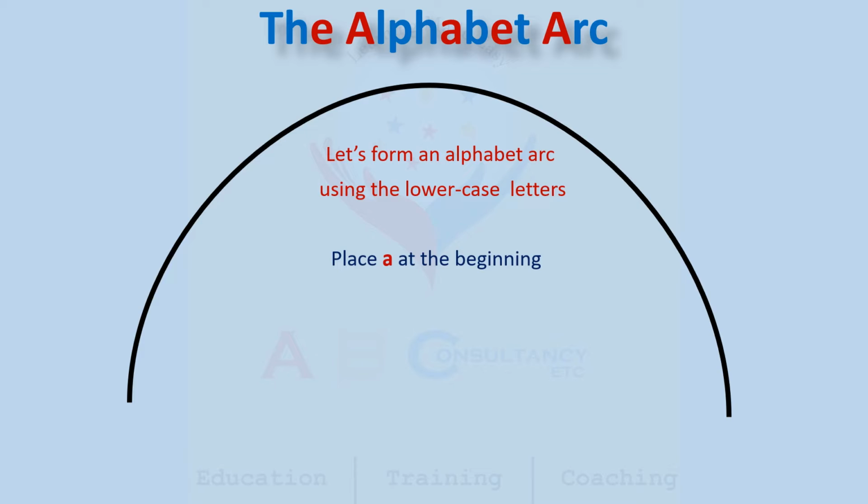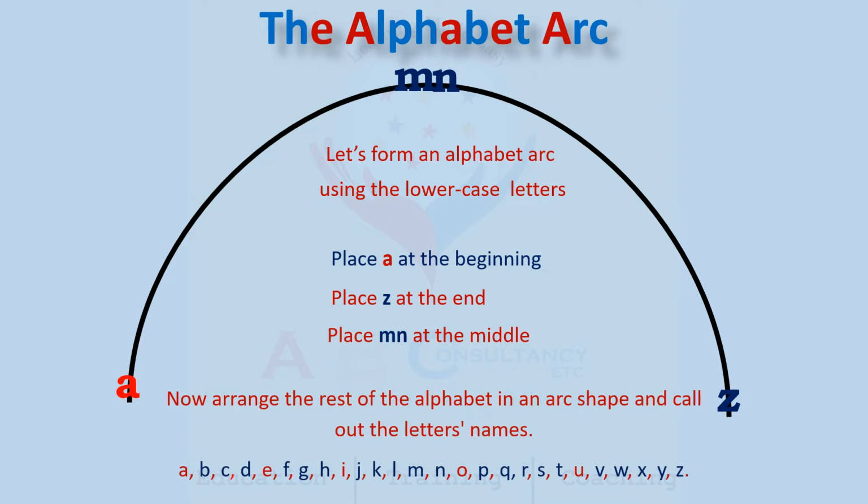Place A at the beginning. A, A. Place Z at the end. Z, Z. Place letters M and N at the middle. M, N, N. Now arrange the rest of the alphabet letters in an arc shape and call out the letters.